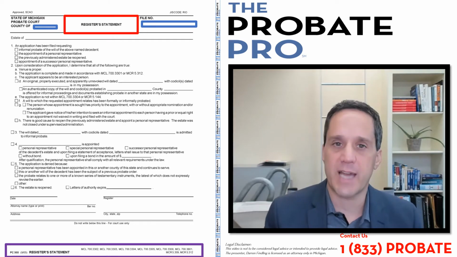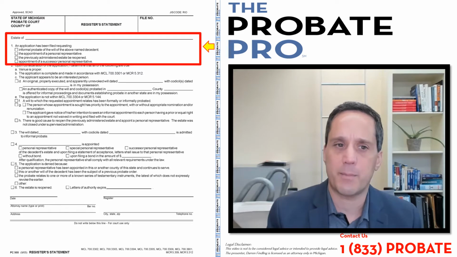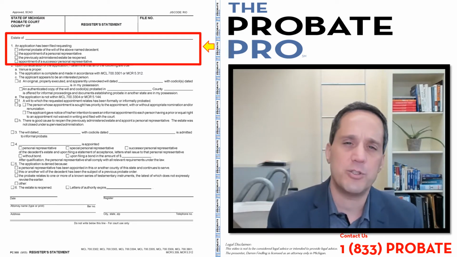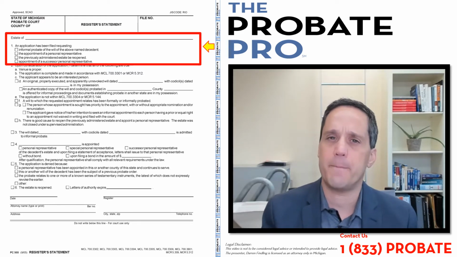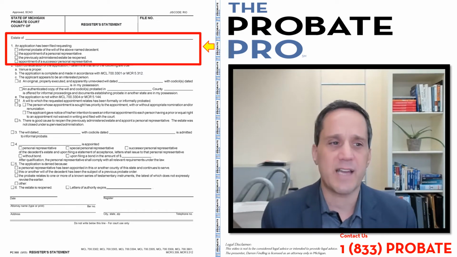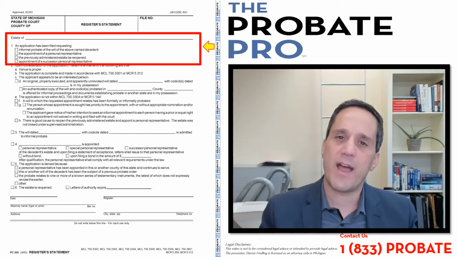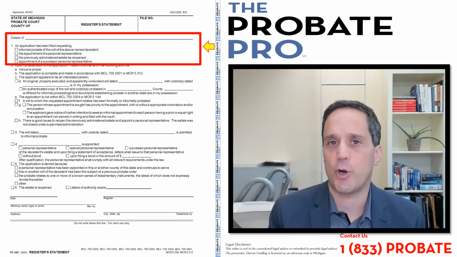Let's work our way through the document. At the top, pretty straightforward, the county and the case number. And usually when you file this, you may not even have a case number at that time. You're going to identify the estate name, pretty easy, the person that died. And then, of course, under number 1, you're identifying that you have filed an application for informal probate.